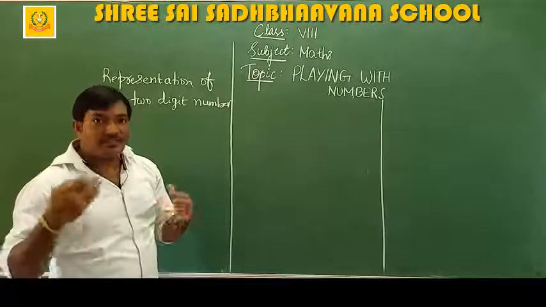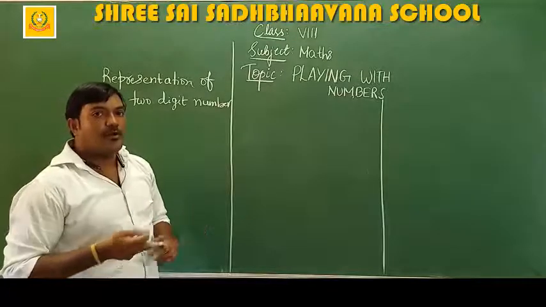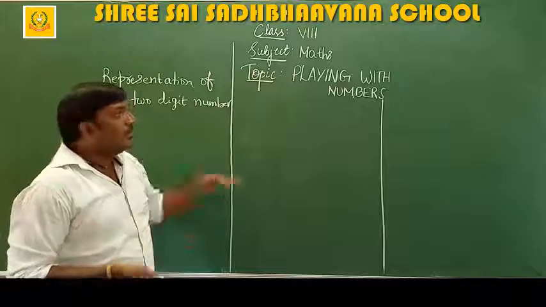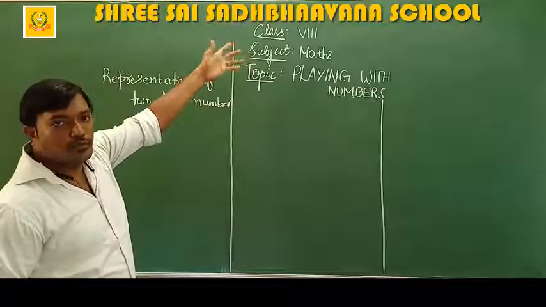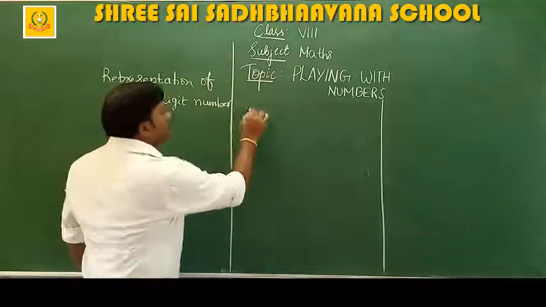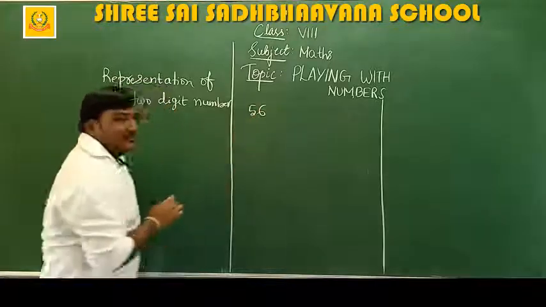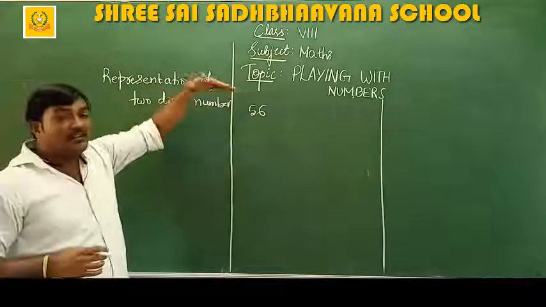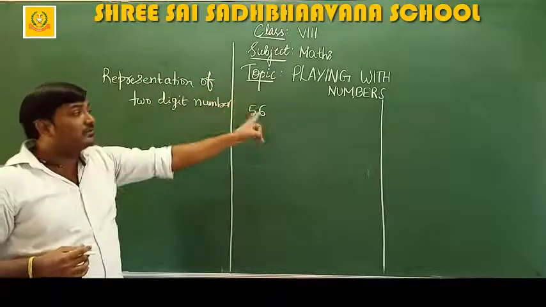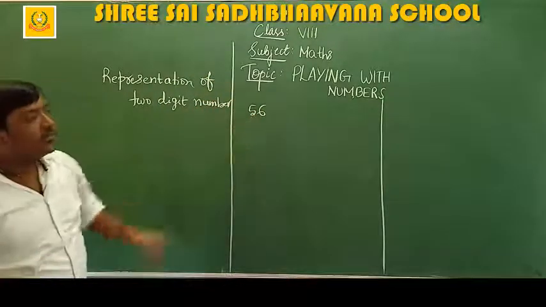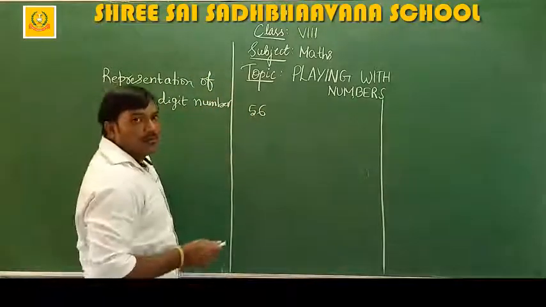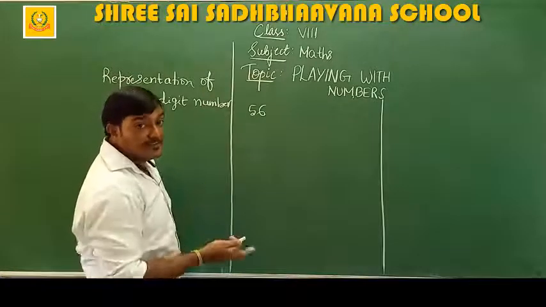You might not know the general form of how to represent a two-digit number, but you know two-digit numbers as well as three-digit numbers. Can I consider 56? Okay, 56 is a two-digit number. Why? Because it consists of two digits. So if I write this in general form, how do I represent it?